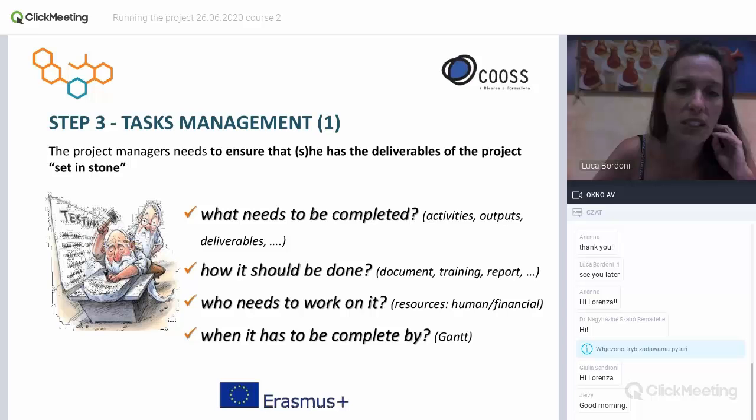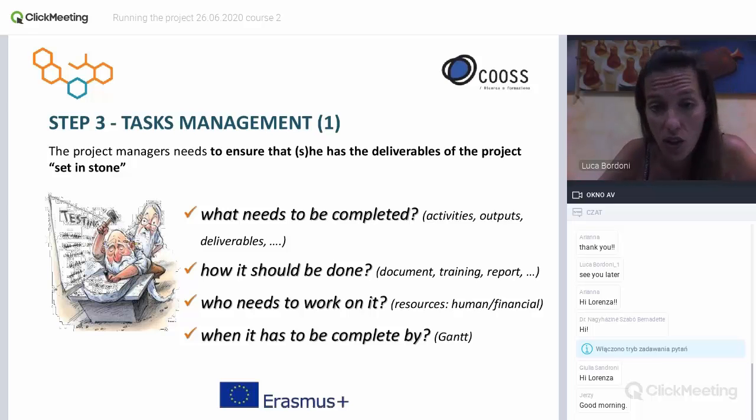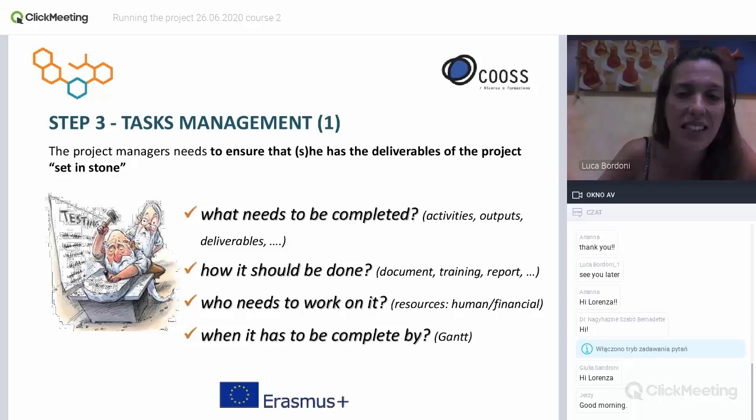What we have to know very well to start: what needs to be completed in project implementation, so activities, outputs, deliverables, reports, and so on. How it should be done, in which methodology, so in form of document, in form of training, in form of report, in form of list, mailing list, etc. And what is needed to work on it, so the human and financial resources, and a timeline, so when it has to be completed by. That is the Gantt, you already know.